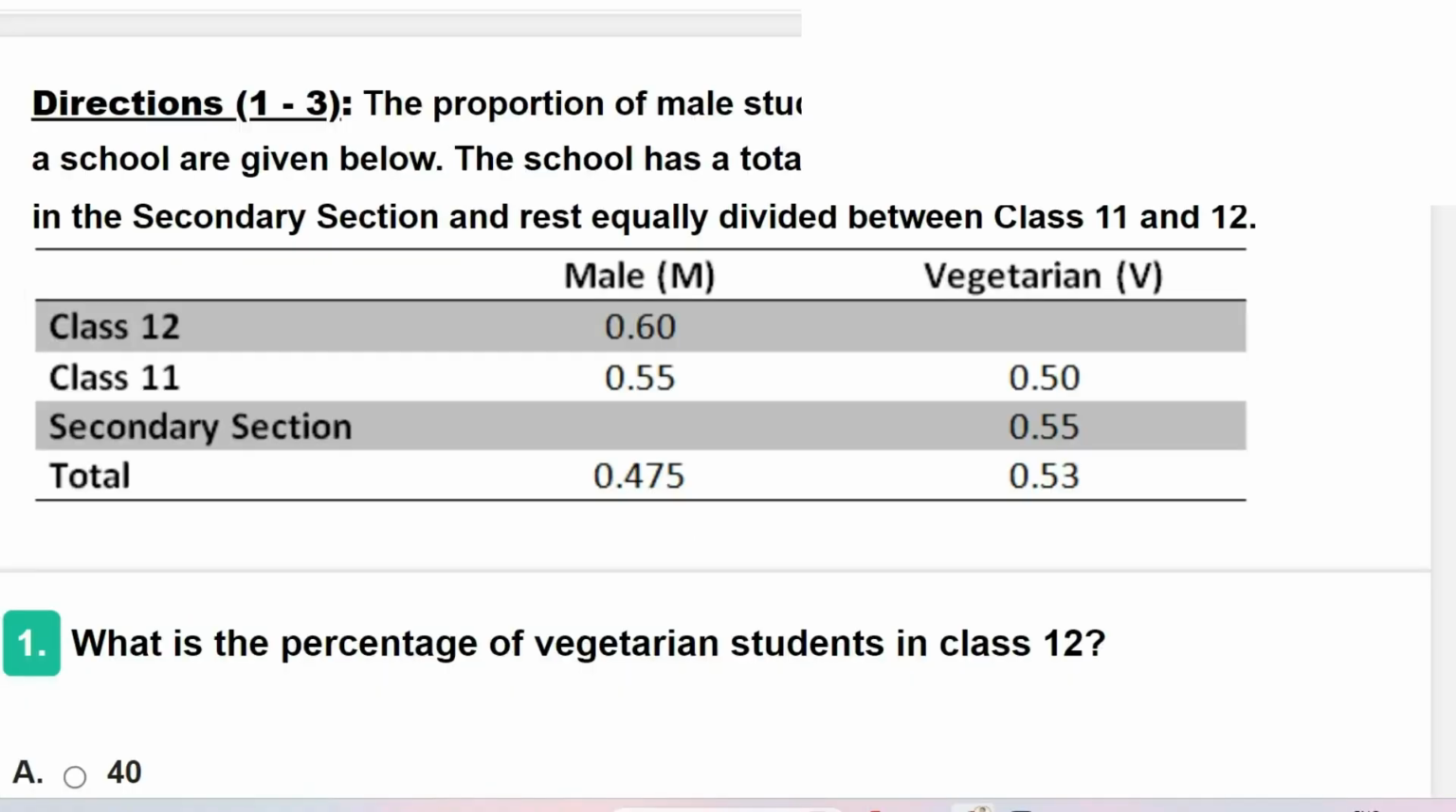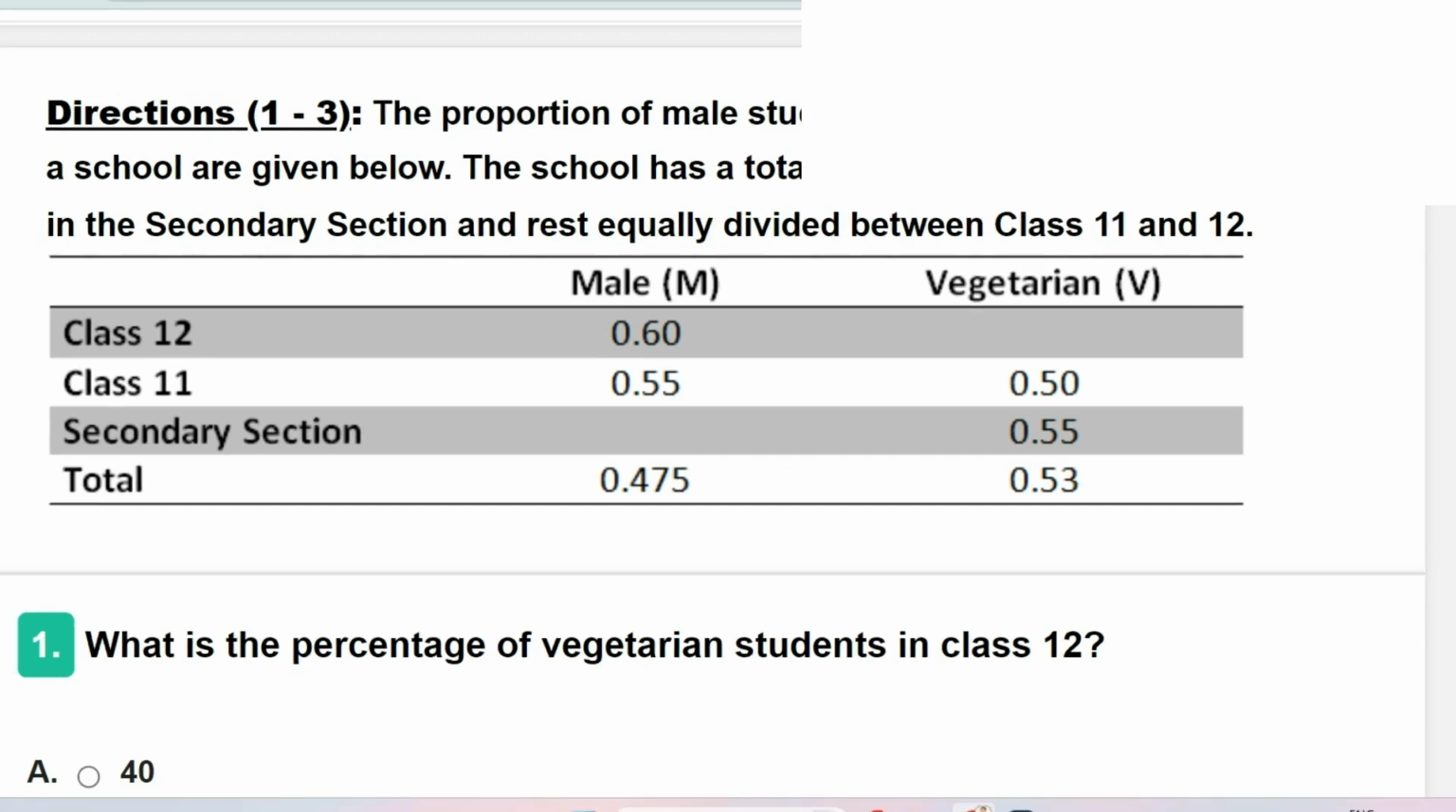So the question is regarding the proportion of male students and proportion of vegetarians in a school, given below. The school has a total of 800 students, 80% of whom are in the secondary sections and the rest equally divided between class 11 and class 12. And here is the chart in tabular format. In class 12 and class 11 respectively, 60% and 55% are male, and in class 11 and the secondary section, 50% and 55% are vegetarian. The total male population is 47.5% and the total vegetarian population is 53%.